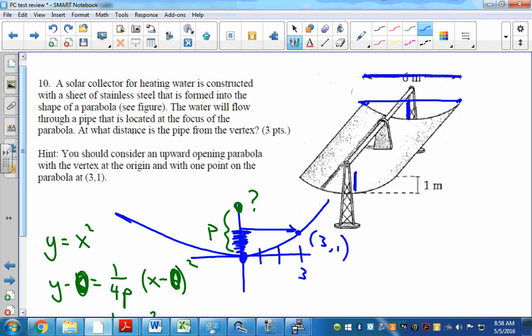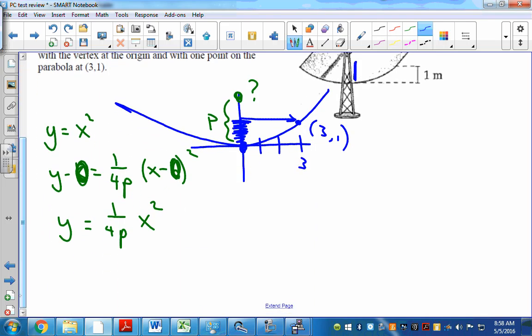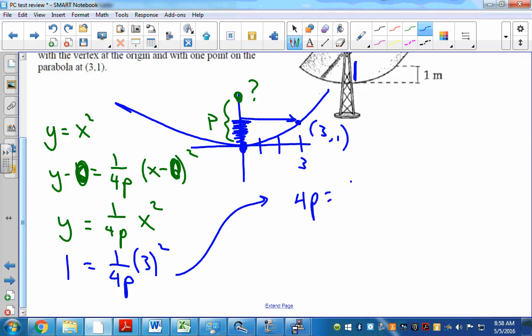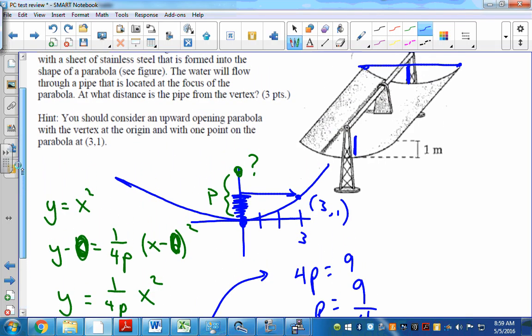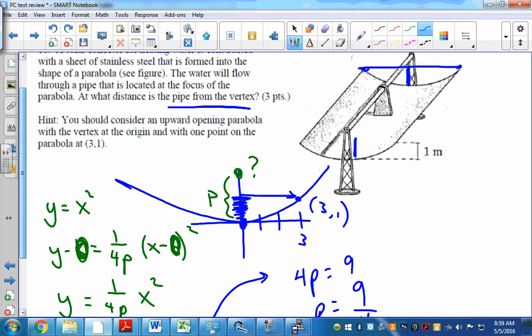So let's go ahead and put 3,1 into the equation, and we should be able to figure out what p is. So y is 1, and x is 3. And so we just solve this for p. Pretty straightforward, I hope. So we have 4p is equal to 9. P is 9/4. Okay, so how far away is the pipe from the vertex? The answer is 9/4. Make sure you have the correct units because we're talking meters. I would say this P number is 9/4 meters, or 2.25 meters.